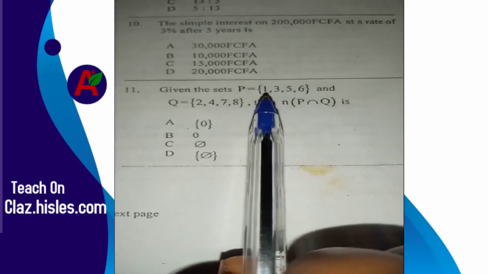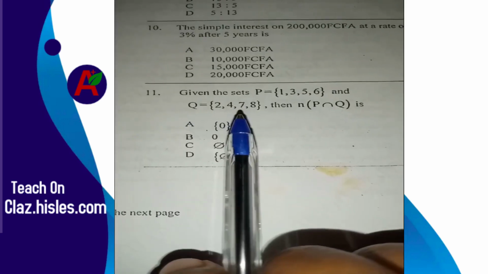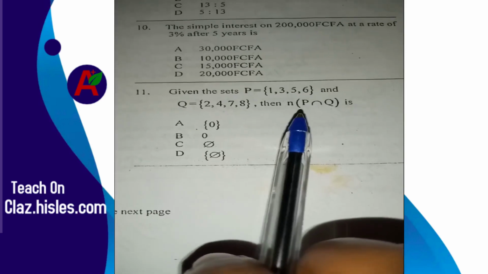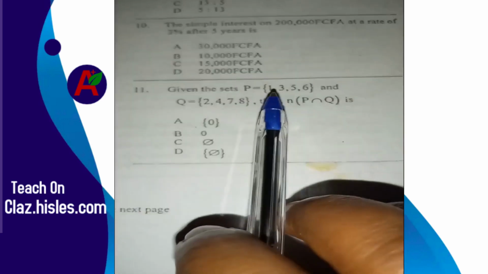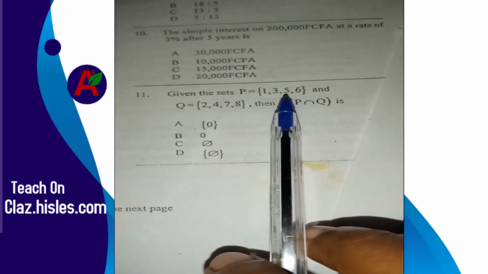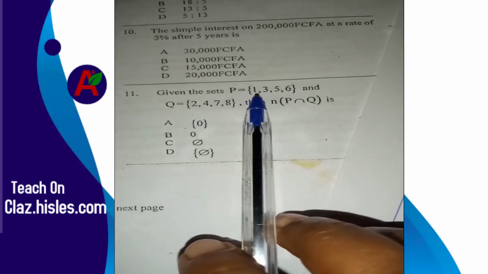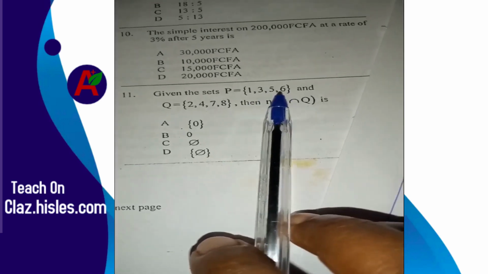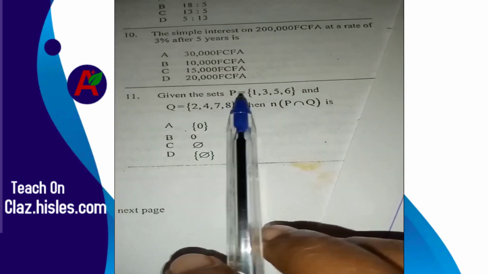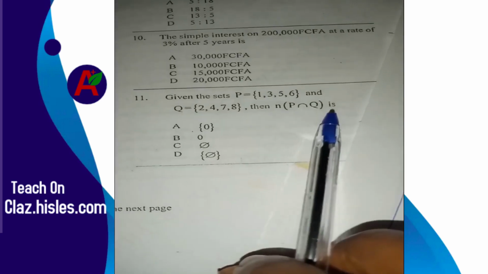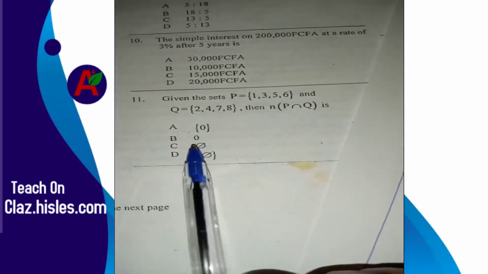Question 11. Given the set P which has 1, 3, 5, 6 and Q which has 2, 4, 7, 8, then P intersection Q is, let's see. Intersection means find the common numbers, the numbers that are found in P which are also found in Q. Are there any common numbers? 1, 3, 5, 6, 2, 4, 7, 8. No common numbers between P and Q. So our answer is C.